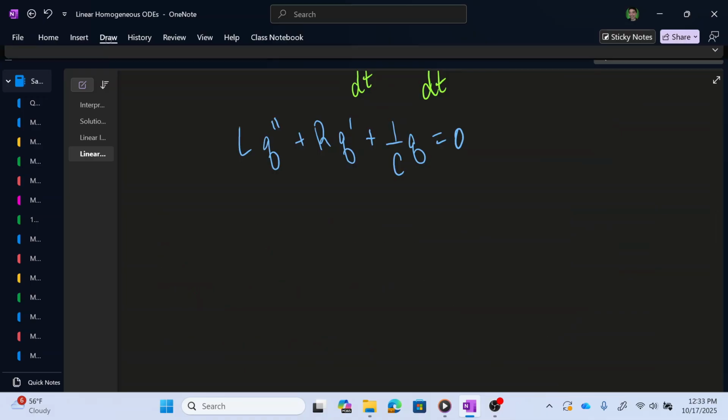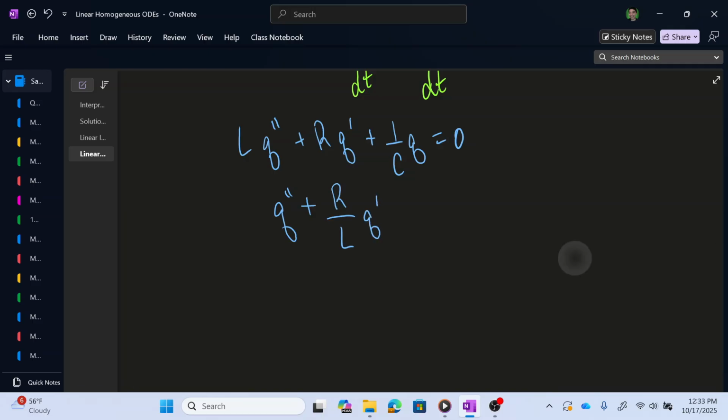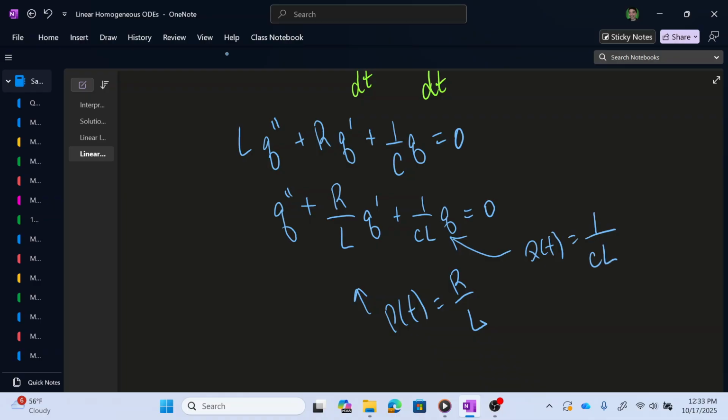And so now we can more clearly see that the differential equation associated with this kind of circuit is linear homogeneous of order 2, because the function attached to Q prime is the constant function of the resistance divided by the inductance, and the constant function attached to the charge in the back is the constant function 1 over the capacitance times the inductance. So this is another example of a linear homogeneous equation arising from a real-world context.